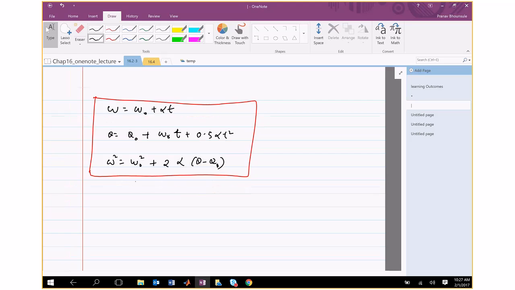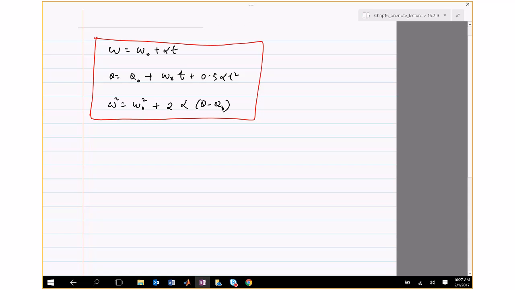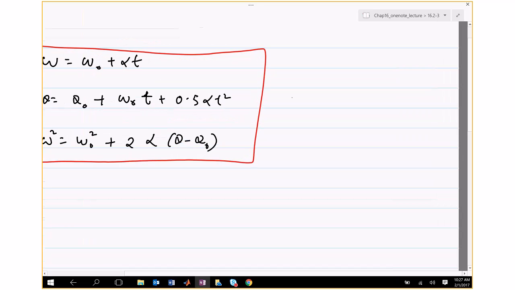Professor? Yeah. Is angular acceleration constant in these cases? Can't hear you. Angular acceleration constant? Yeah, that's a good point. So alpha is a constant.